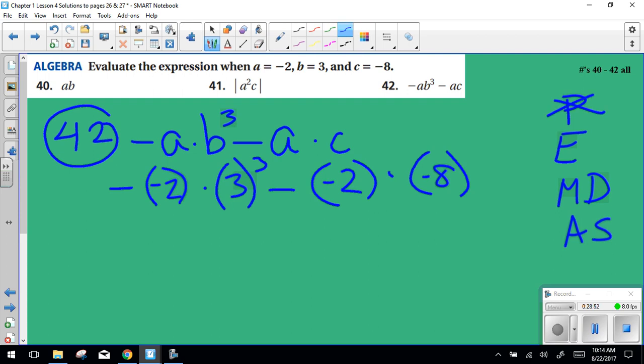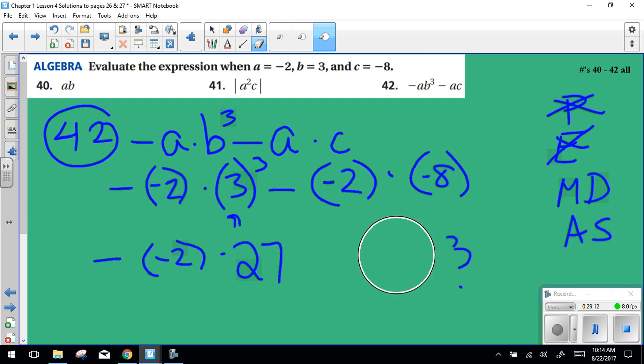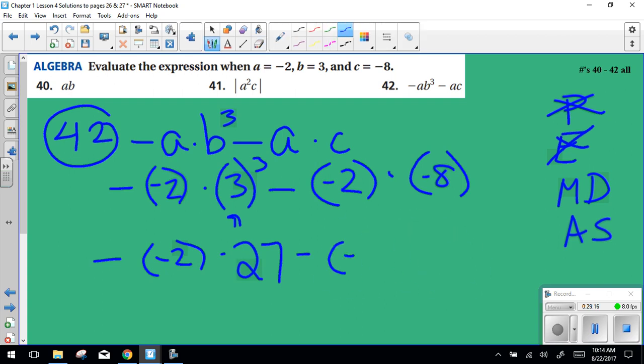Do I have exponents? Yes, I do, right here. So the opposite of -2 times 3 to the third power. 1, 2, 3. 3 times 3 is 9. 9 times 3, 27. Okay, and then we're just going to finish up going left to right, minus -2 times -8. So now we're going to multiply and divide.